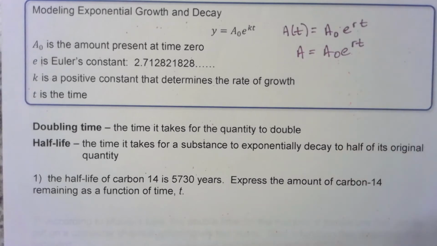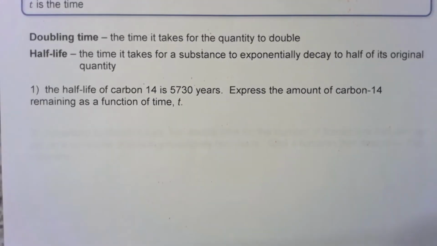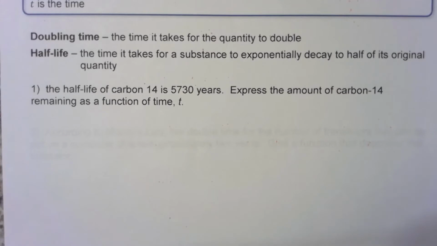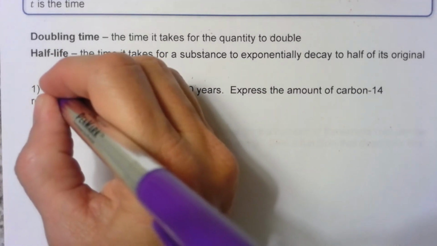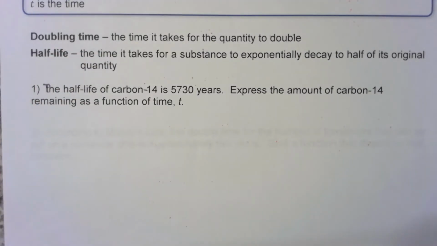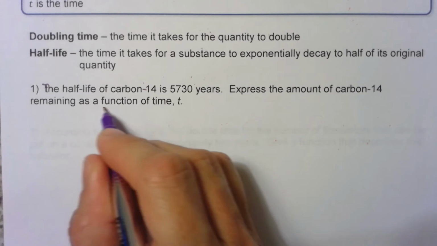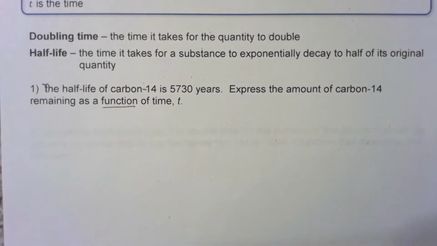Alright, so let's look at an example. The half-life of carbon-14 is 5,730 years. Express the amount of carbon-14 remaining as a function of time t. Alright, well, they want a function. They're not asking us to solve anything. They just need an equation. So before we can do that, we have to figure out what our rate of decay is.